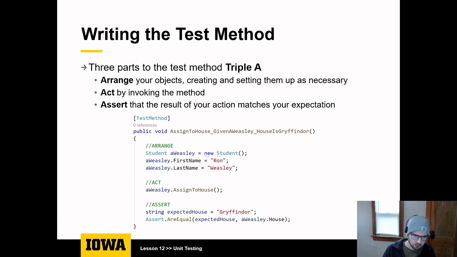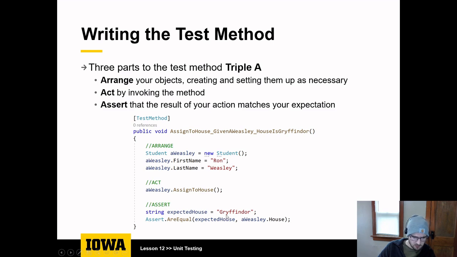Okay, so here it is laid out in our unit test. So we arrange, so we have to set up the student object, and not only do we have to create a new student object, we have to give it some state, and then we call, and then our result is confirmed in this assert statement.